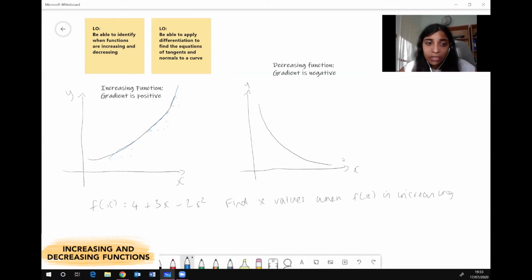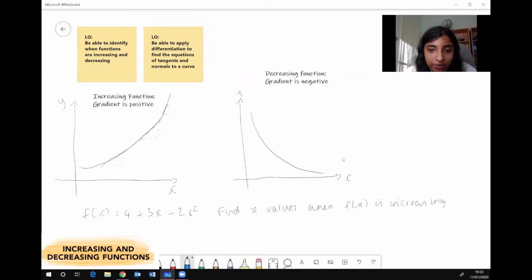So again, if you were to draw tangents like this, you can see that you have a negative change in y over positive change in x. So that means you would get a negative gradient when you do change in y over change in x. So that means for decreasing functions, you always have a negative gradient.